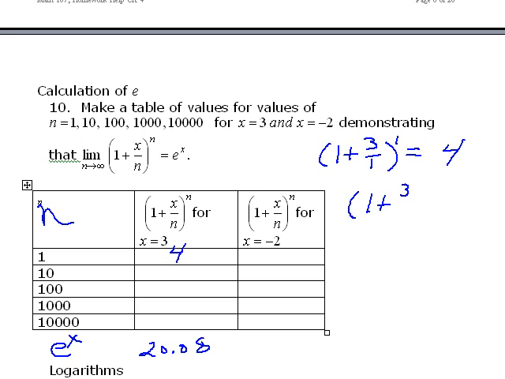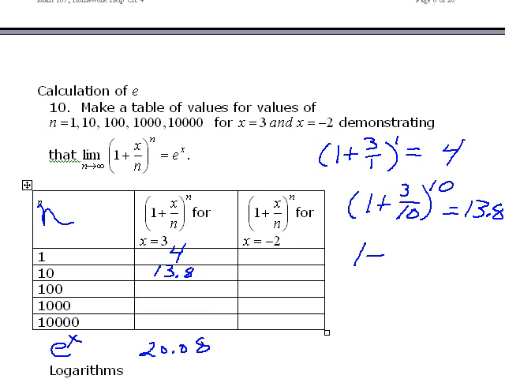I'm still using the 3. And now I want n to be 10. So I write the 10 here and raise it to the 10th power. This has to be done on a calculator. And this ends up being 13.8. Well, kind of round it off. So the 13.8 goes here.